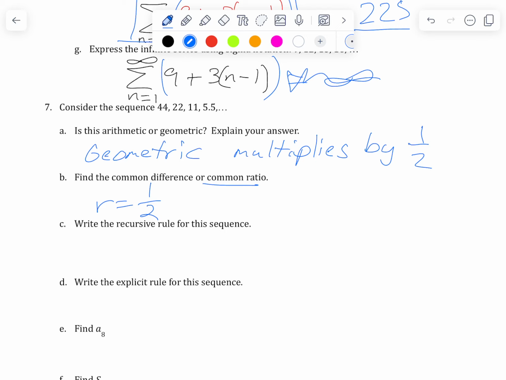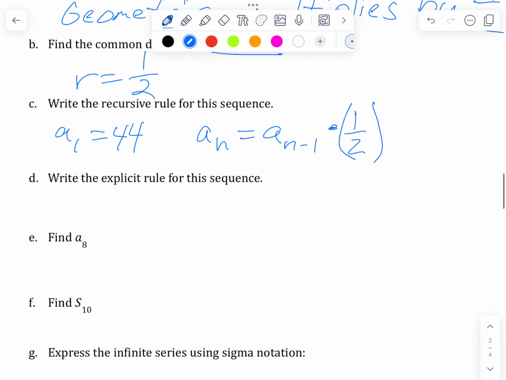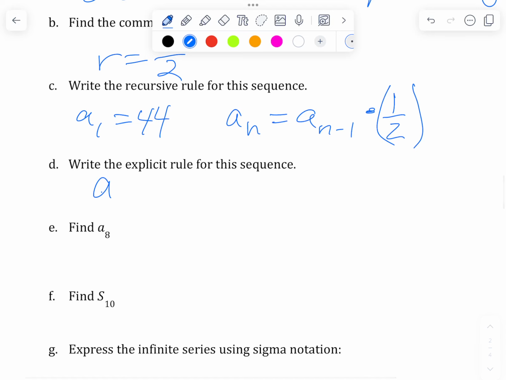For a recursive rule, you have to say, well, what's the first number? That's 44 in the pattern. And then to get the next number, take the number right before it, and then multiply it by 1/2. Write the explicit rule. The explicit rule here is different with geometric. You say to get a number, take the first number, which is 44, times what you're multiplying by, raised to the n minus 1 power.